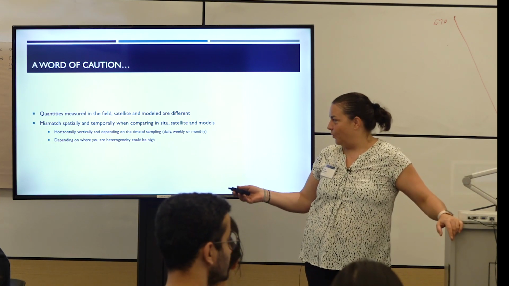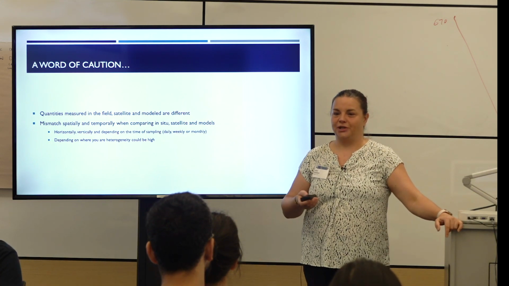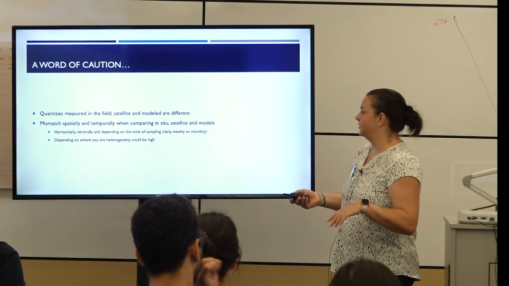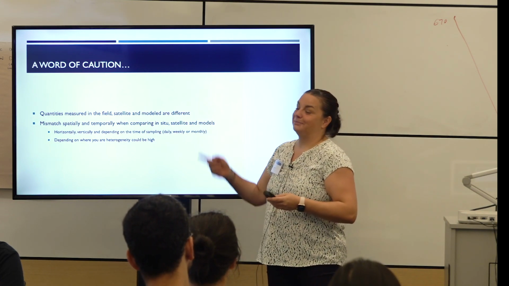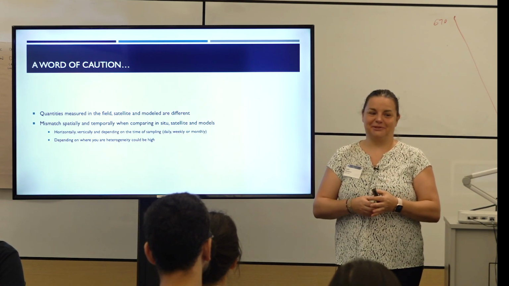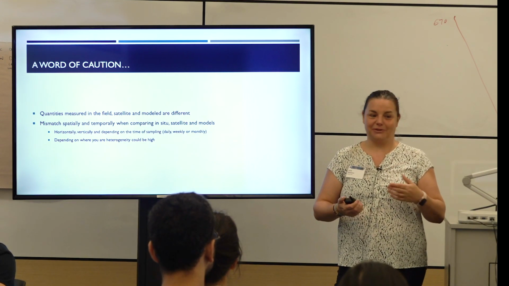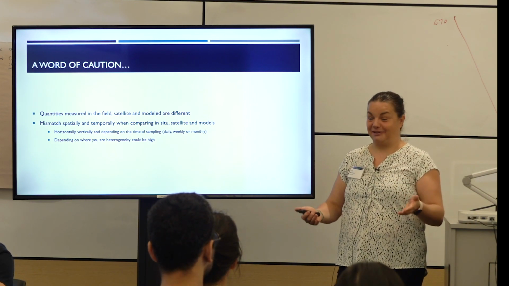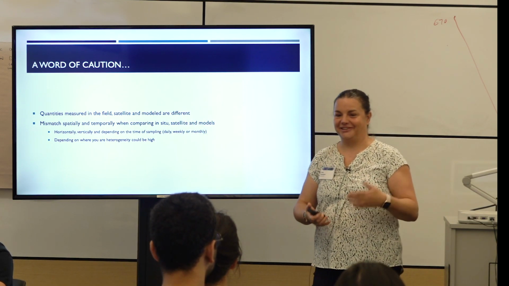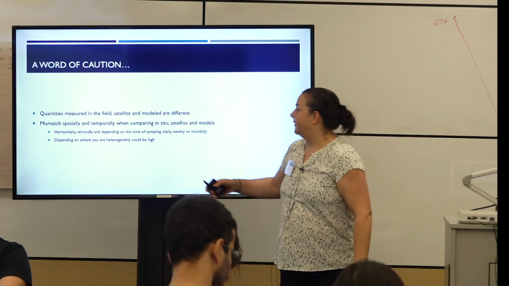A word of caution, and that's more, again, if you were to use model data or try to do something with models and ocean color, quantities measured in the field, satellite and models are not the same thing. That's something to keep in mind. The satellite, even PACE, does not observe chlorophyll. It's an algorithm. Your model does not simulate chlorophyll directly. It's deriving chlorophyll.